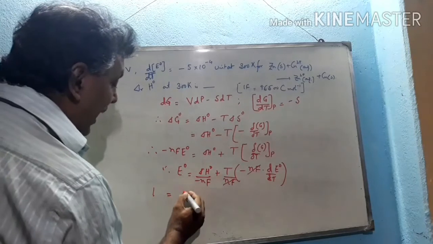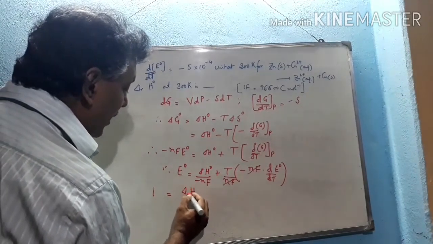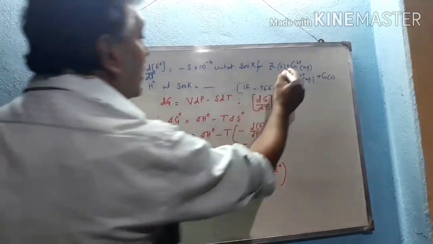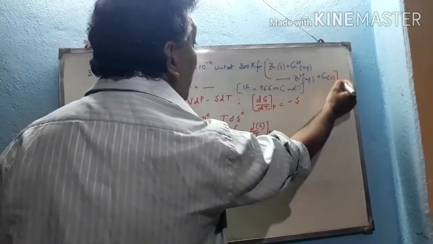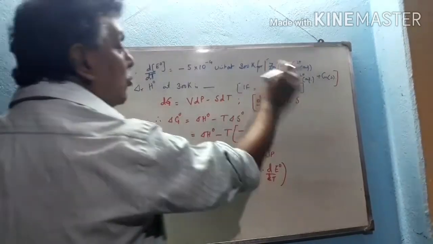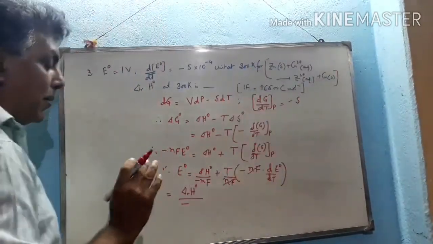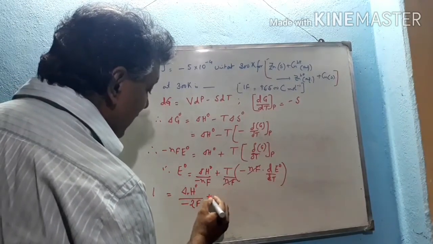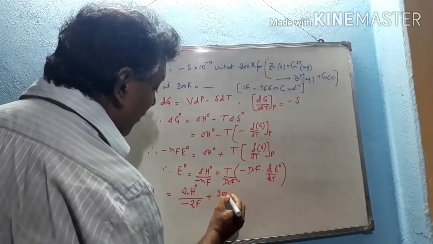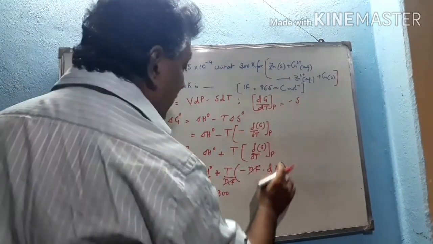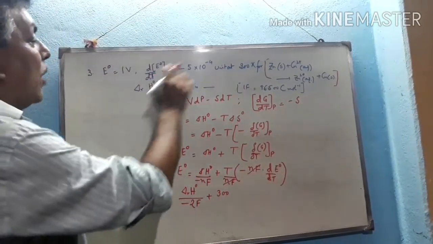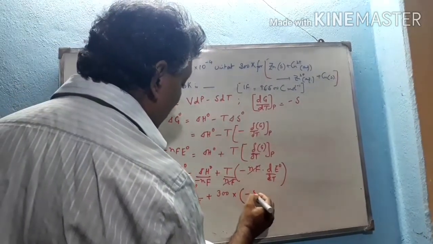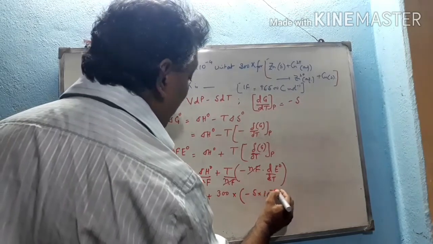Hence we can calculate the value of E0 here, but E0 is given as 1 volt. This will be equal to ΔH0 of the reaction divided by minus n. For this particular reaction, 2 electron transfer takes place, Zn to Zn2+, Cu2+ to Cu, whatever may be, but 2 electrons are transferred, so 2 into Faraday. Temperature is given as 300 Kelvin. ∂E0/∂T is minus 5 into 10 to the power minus 4.